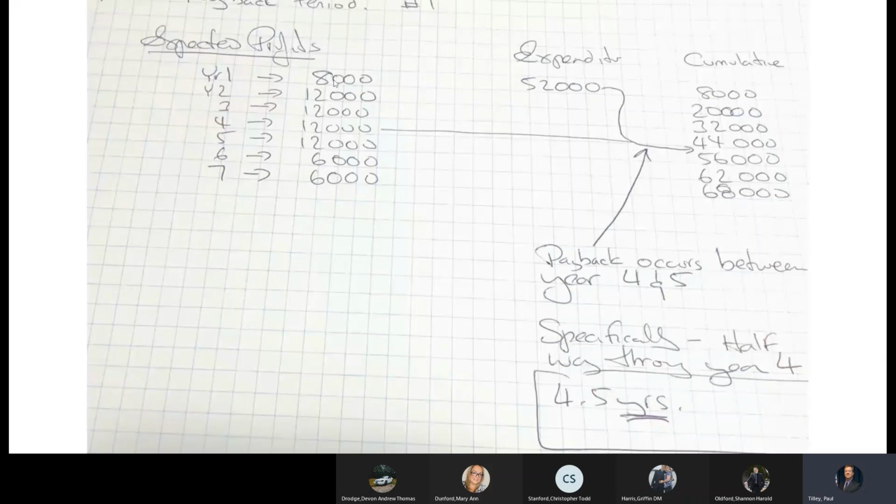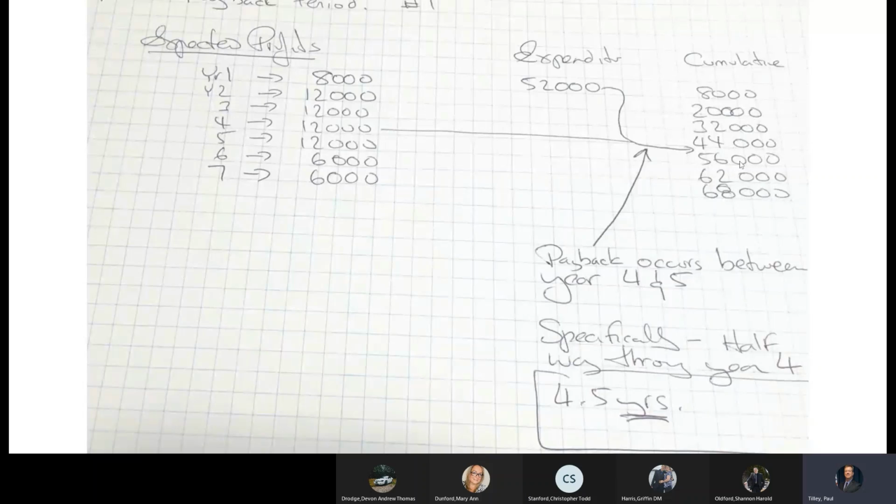So I've just written them down here. You can see in this slide, I've written it down: 1, 2, 3, 4, 5, 6, 7. The cumulative then is 8,000 plus another 12, plus another 12, plus another 12, plus another 12, plus 6, plus 6. So I've just added these up as we go. All I have to do is think about when I hit break even. I spent 52, so when does 52 occur here? Well, it occurs between the 4th and the 5th year.